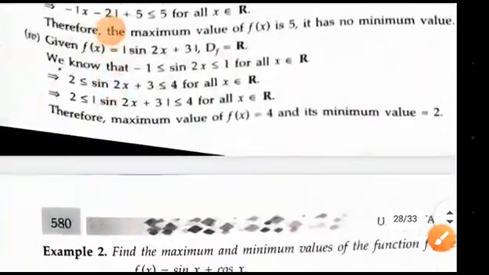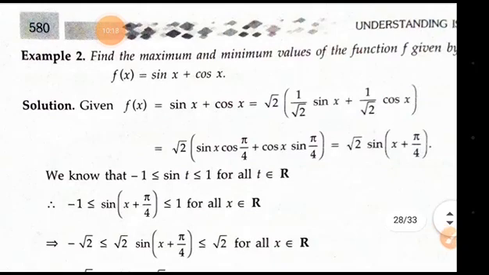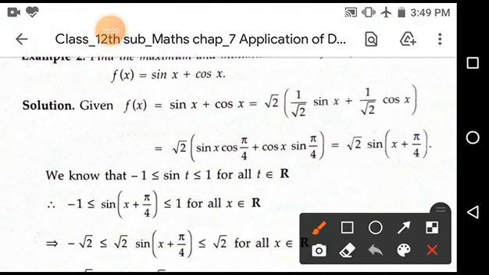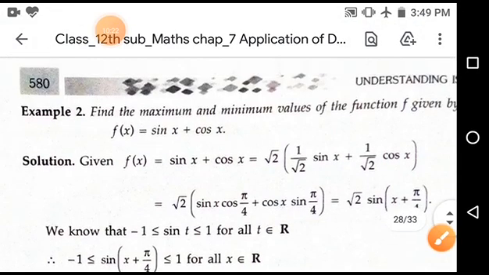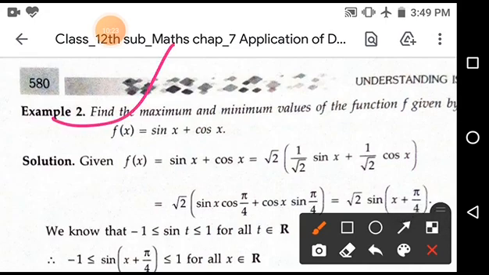Okay student. Now the next example is, see student, the next example is find the maximum and minimum values of the function f given by f(x) = sin x plus cos x. So we can write it as root 2 in bracket 1 upon root 2 sin x plus 1 upon root 2 cos x. That means multiplying and dividing by root 2. Now we know that 1 upon root 2 is equal to cos 45 and sin 45.